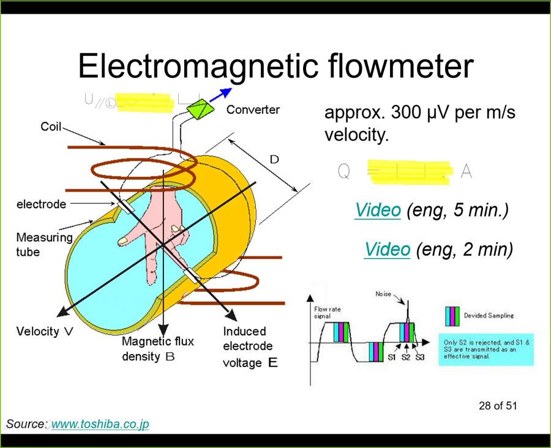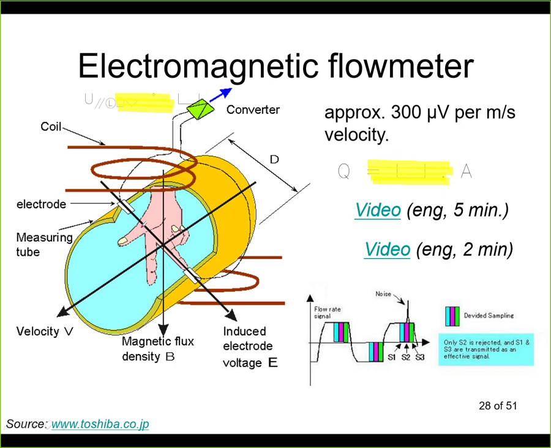Here we can see how this works. This coil will create a magnetic field. So we'll have a magnetic flux density oriented in this direction. The liquid is conductive, so it's flowing like this with some velocity v. And since it is conductive, it is acting like an electrical conductor that is moving in a magnetic field, and therefore will have some induced voltage.